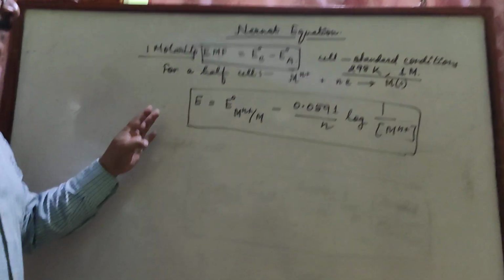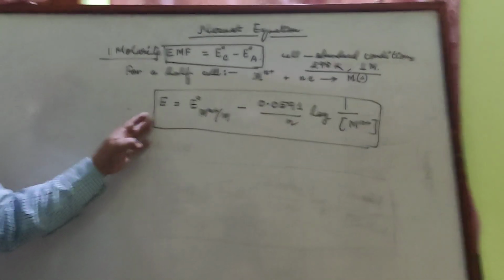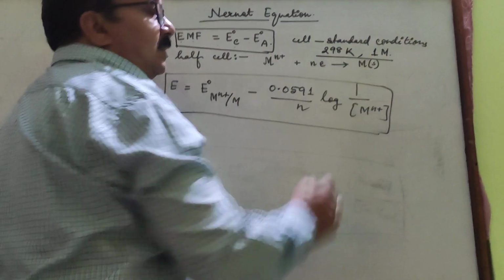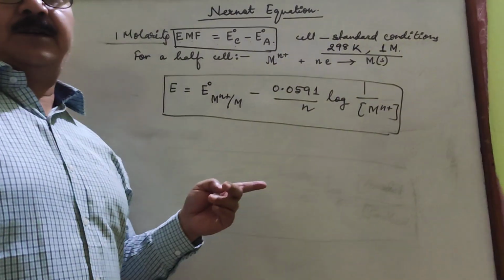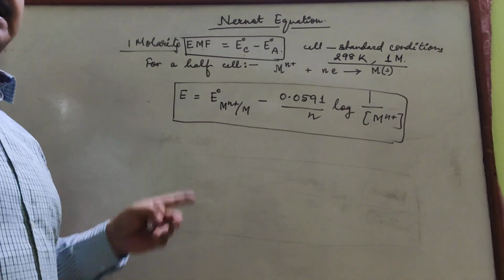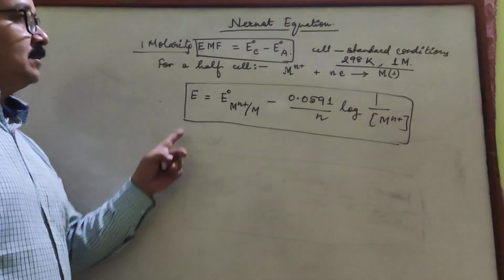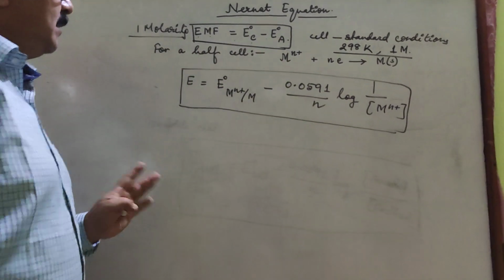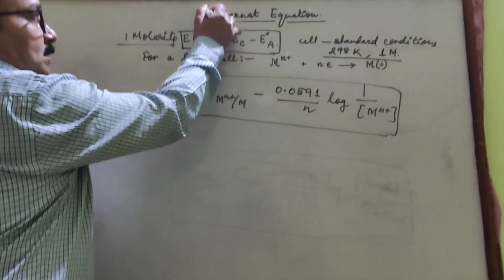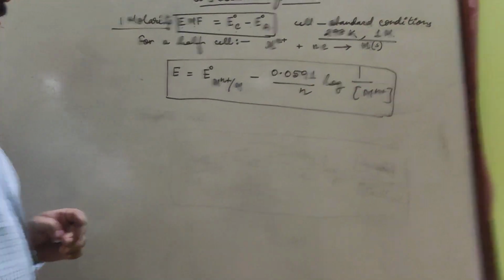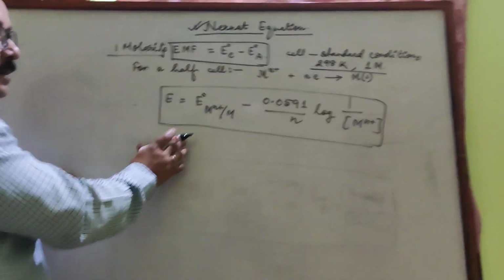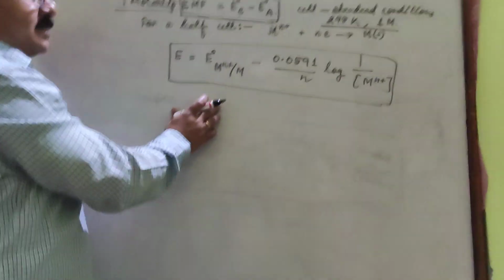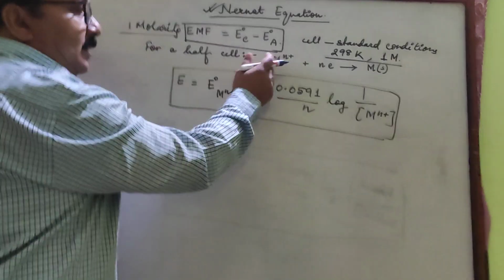But it is not necessary that the cell will be always in standard conditions. The concentration of the electrolyte may differ, temperature may differ. Therefore, in that condition, when the cell is not under standard condition, then we will use this equation, that is Nernst equation.